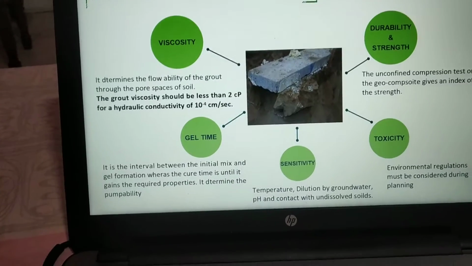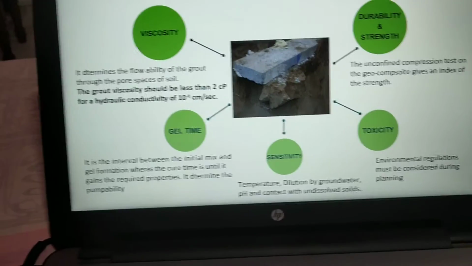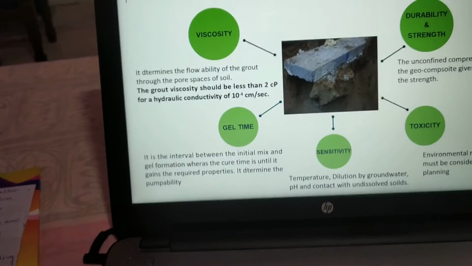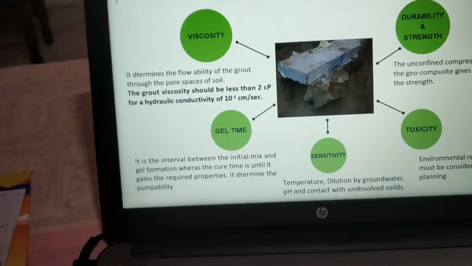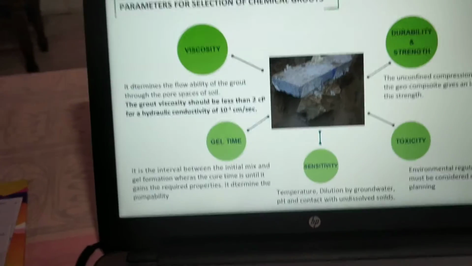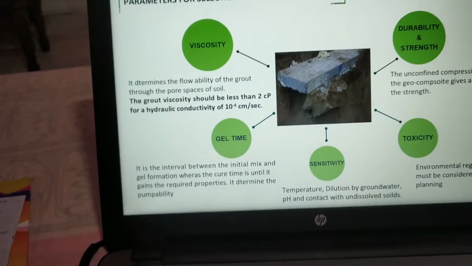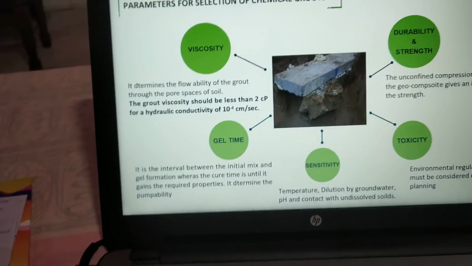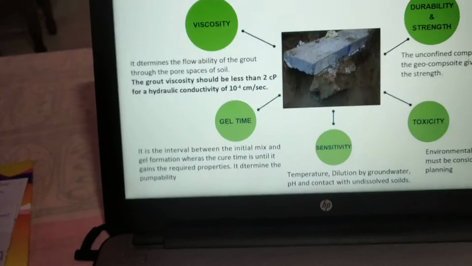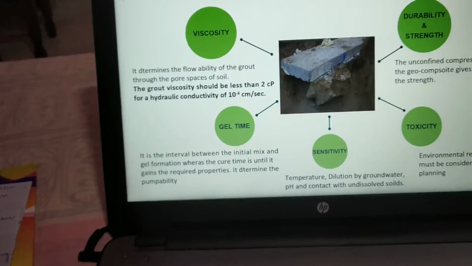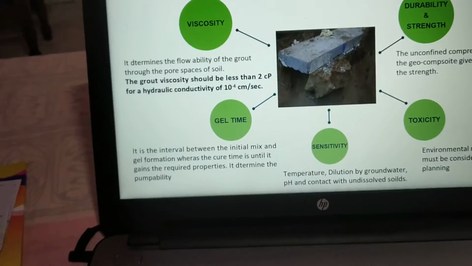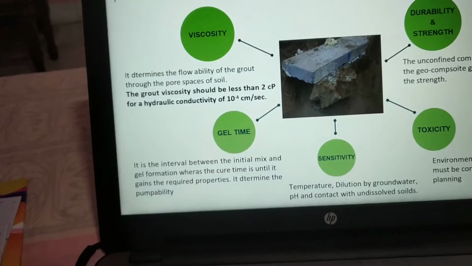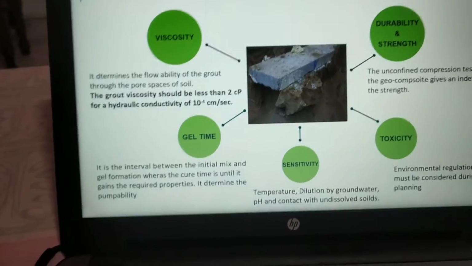Coming to the gel time. So in general, we tend to confuse the gel time and the cure time. Gel time is basically the interval between the initial mix and the gel formation taking place, whereas the cure time is basically the interval between the initial mix and when the grout has gained the required properties, like a certain compressive strength or a particular gelling temperature. So it generally determines the pumpability.